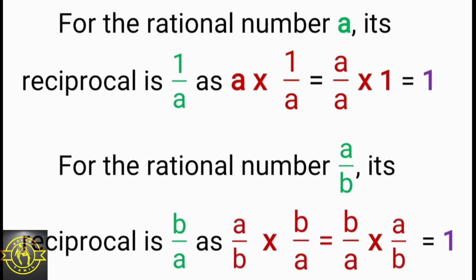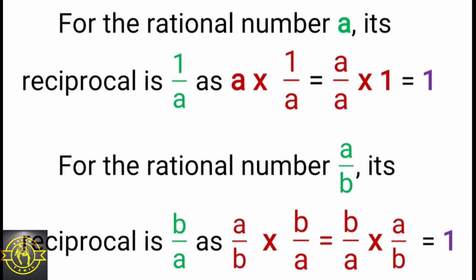And for the rational number a by b, its reciprocal is b by a. What does reciprocal mean? The numerator becomes the denominator and the denominator becomes the numerator. For the rational number a by b, its reciprocal is b by a, as a by b into b by a is equal to b by a into a by b, which are both equal to 1. I hope you understand about multiplicative inverse.